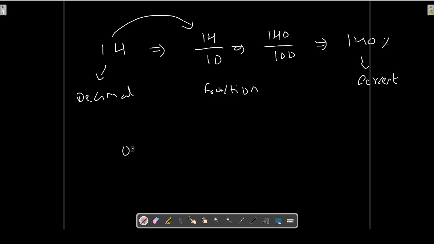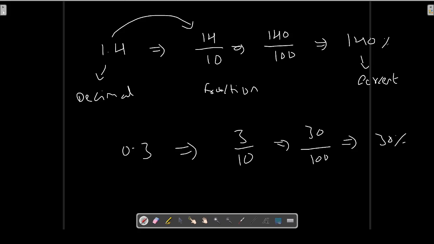Similarly, let's take 0.3, which is nothing but 3 by 10 and can be modified as 30 by 100 and can be changed into percentage as 30% because percent means per 100. So here 0.3 is a decimal, 3 by 10 is a fraction, and it is modified as 30 by 100, and later it is converted into percentage.